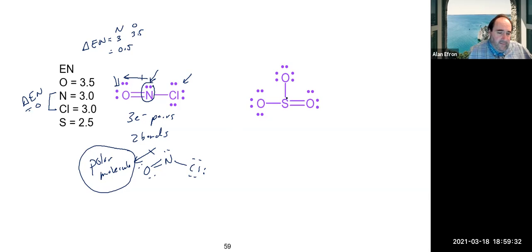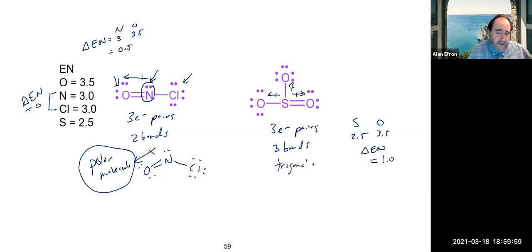If I look over here between sulfur and oxygen, sulfur is 2.5, oxygen is 3.5. Difference in electronegativity is 1, which means it is a polar bond heading towards the oxygens in each of these cases. Geometry here is 3 electron pairs, 3 bonds. That is trigonal planar. And again, at this point, you don't really even need any of that.